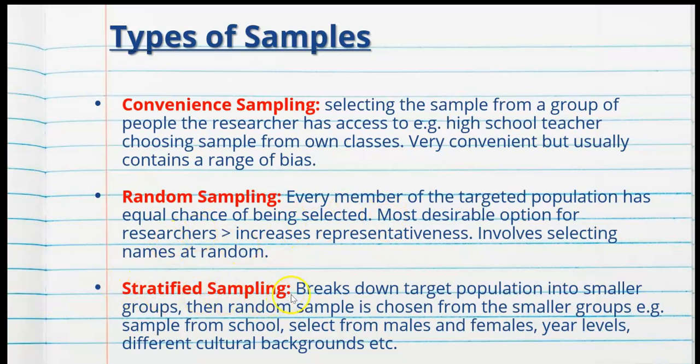We also have stratified sampling. So this breaks down the target population into smaller groups. Then random samples are chosen from the smaller groups. So for example, if I've got a sample from a school, obviously we can then break that down into smaller groups. So select then from males and females. I then select from certain year levels, different cultural backgrounds, etc. All right, so the target population is basically broken down into even smaller groups. That is stratified sampling. So the ideal is random, but commonly convenience and stratified are used because the participants are there and it's less time consuming.